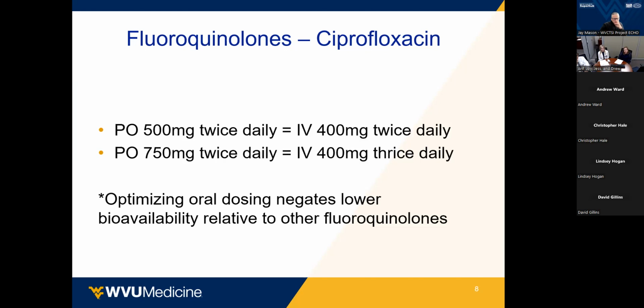If you do the quick math, you can probably do it in your head just by looking at the screen, but 400 milligrams is about 80% of that 500 milligram dose. So we're nearly completely negating the lower bioavailability of ciprofloxacin relative to its IV dosage form by optimizing the dose. And the same can be said with the higher oral dose of ciprofloxacin of 750 PO twice daily.